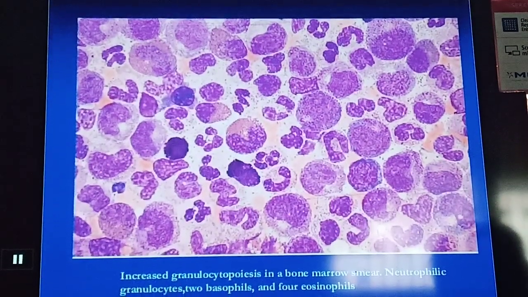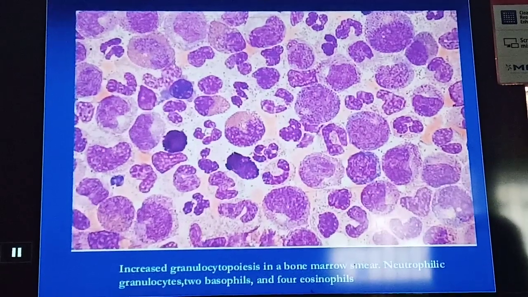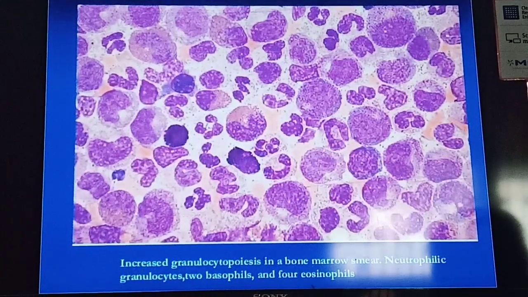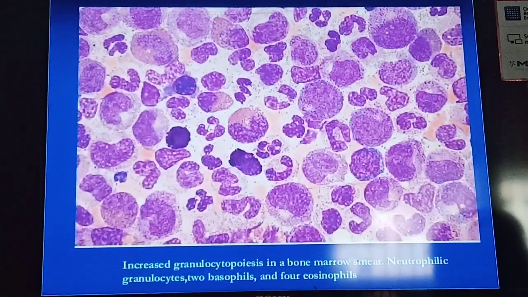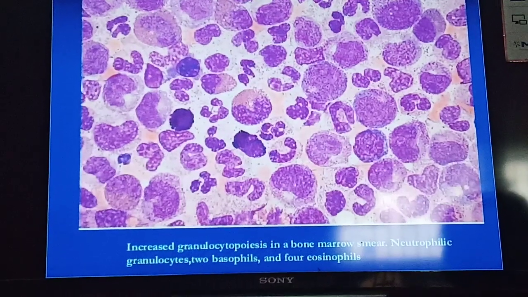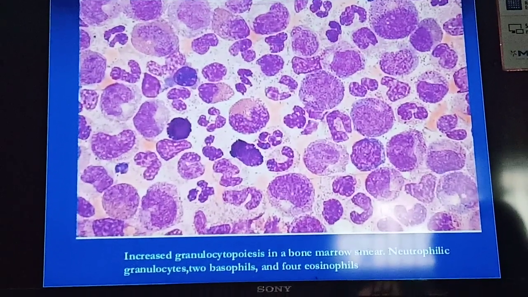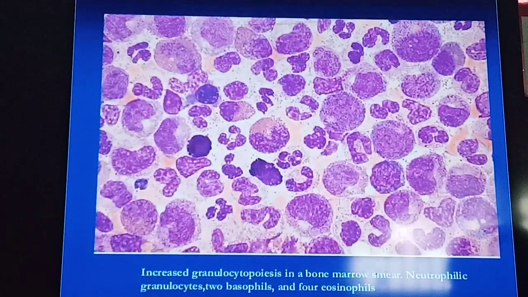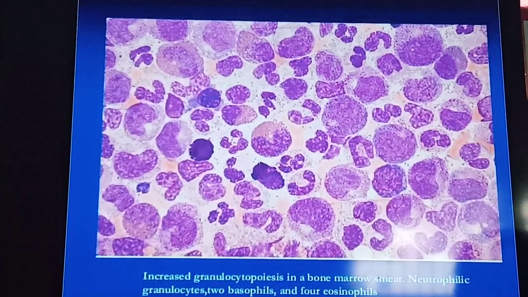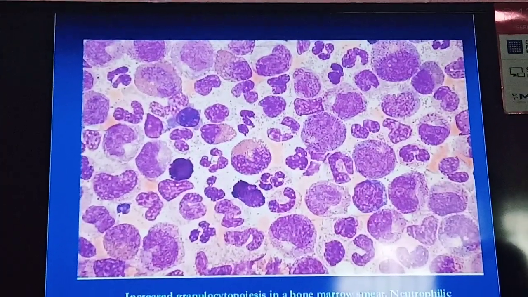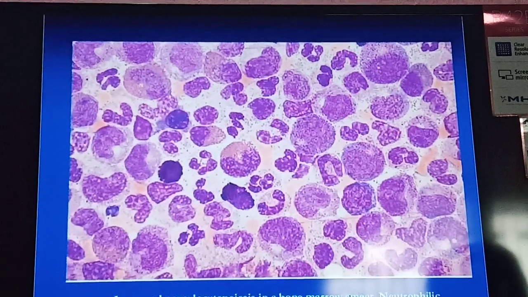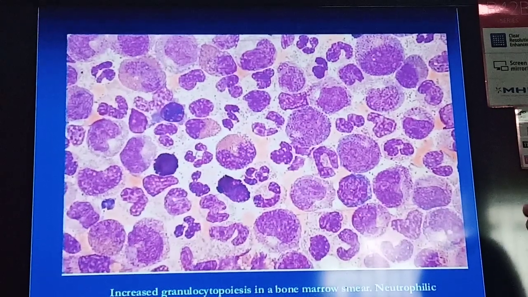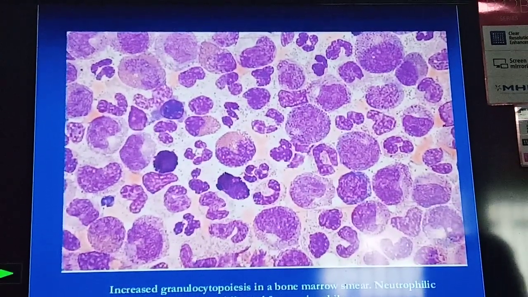So this is the bone marrow picture. There is increased granulocytosis in the bone marrow smear. So these are the neutrophilic granulocytes, 2 basophils and 4 eosinophils. So these are the bone marrow pictures of chronic myeloid leukemia. The bone marrow is usually hypercellular, and there are different types of myeloid series cells like promyelocytes, myelocytes, metamyelocytes, band forms or mature segmented neutrophils, along with the basophils and the eosinophils, in the peripheral as well as in the bone marrow blood pictures.